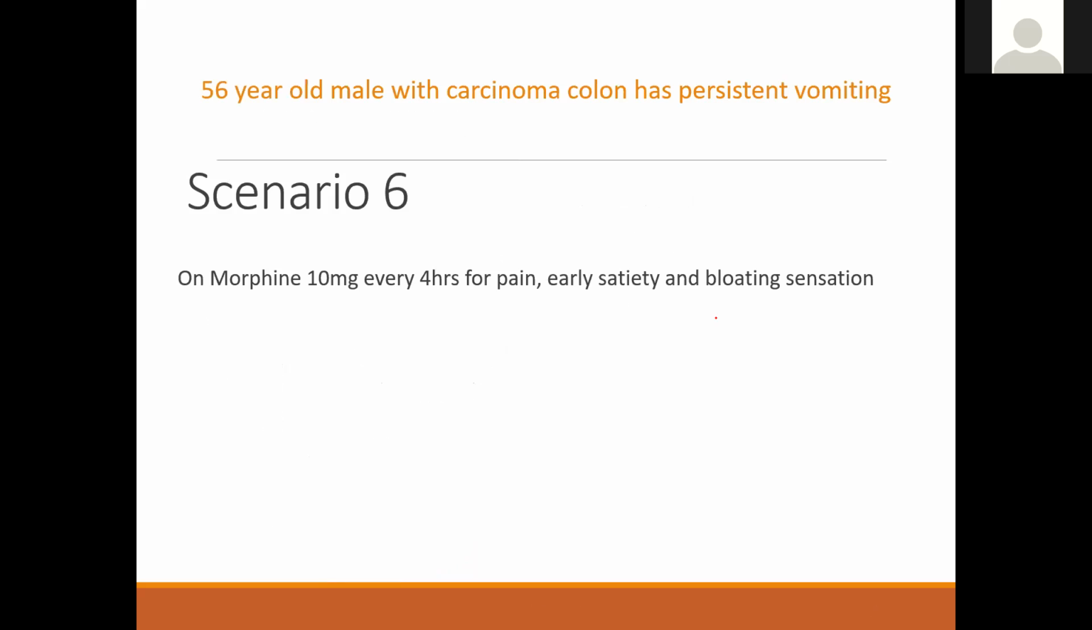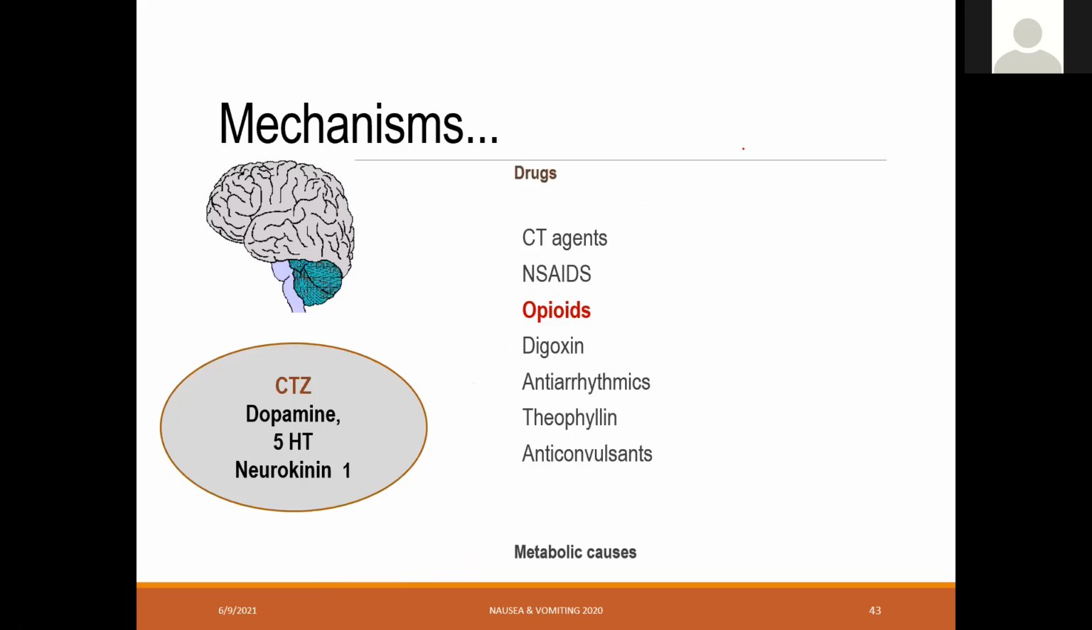The next scenario: we have started this patient on morphine, 10 milligram every 4 hours, and he's telling, I have early satiety and bloating sensation. Sorry, I just skipped this slide. Yes, drug-related nausea due to morphine. It is not just drug-related; it is also due to the decrease in gastric motility. So the important part here is to give a prokinetic also. The main action of morphine is to decrease the peristaltic movement.